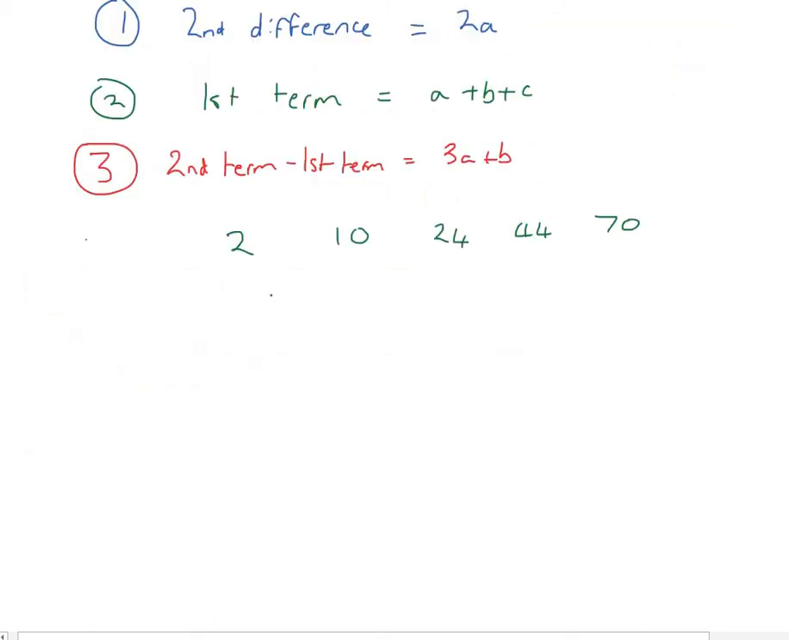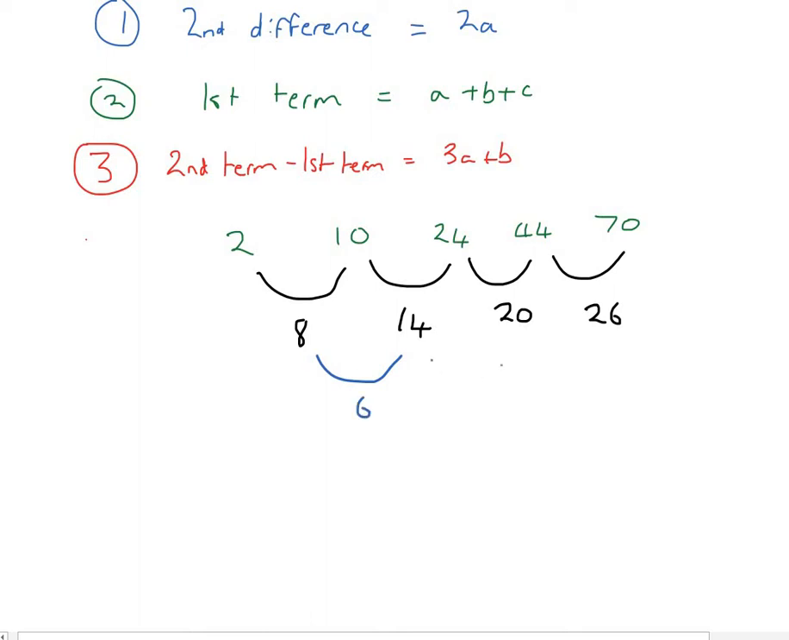Okay, so here's our sequence. Now let's work out the first difference. So that's the differences between these terms. So 2 and 10 is 8, 10 and 24 is 14, 24 and 44 is 20, and 70 and 44 is 26. Now we're looking for the second difference because it's quadratic, so second order. 8 and 14 is 6, 14 and 20 is 6, 20 and 26 is 6.